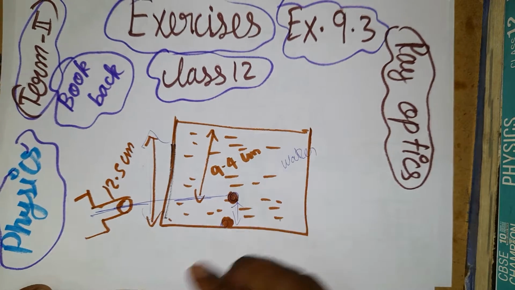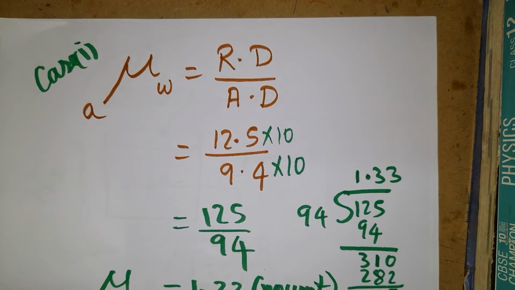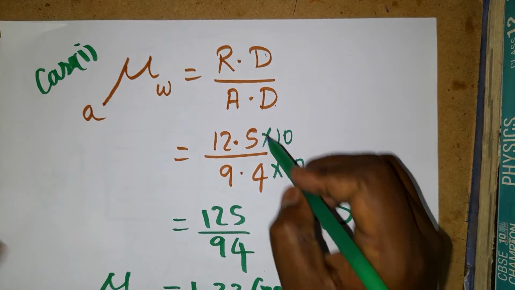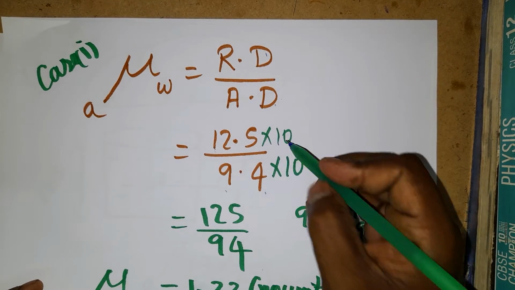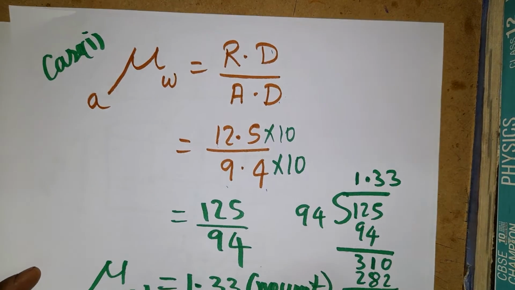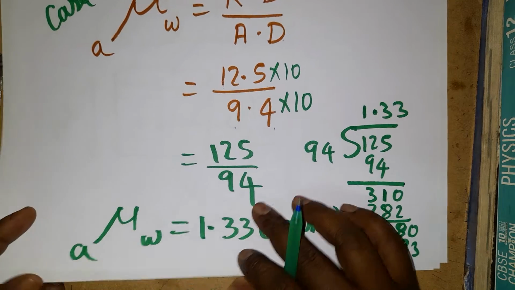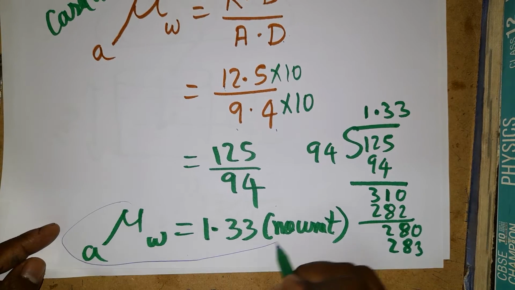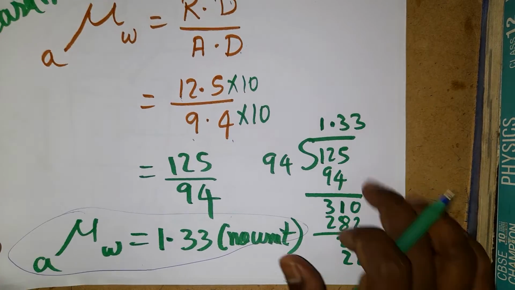The question is based on two cases. The first case is the water: real depth by apparent depth, that is 12.5 by 9.4. To make round numbers, I take 10 on numerator and 10 on denominator, and I get 1.33 as the refractive index of water. No unit. So here I did the calculation.